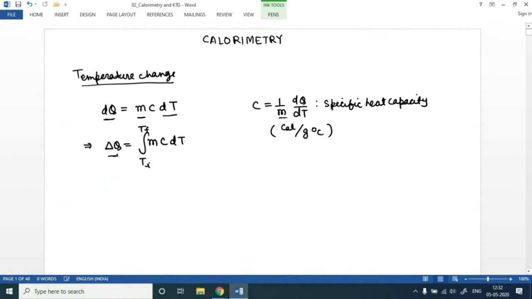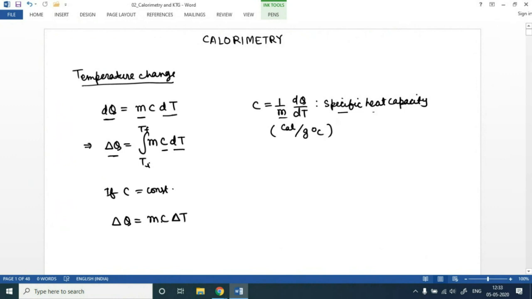So this would be the expression, and you should realize there is a special case. Specific heat capacity can be a function of temperature as well. But c can be regarded as constant for the given temperature change. So this equation, delta Q, will turn out to be mc delta T.